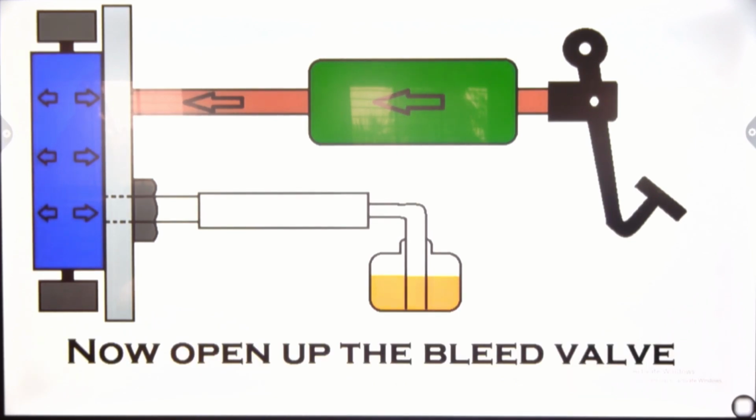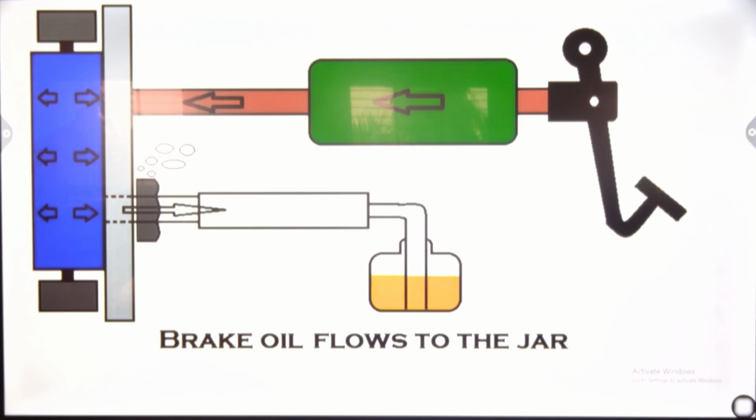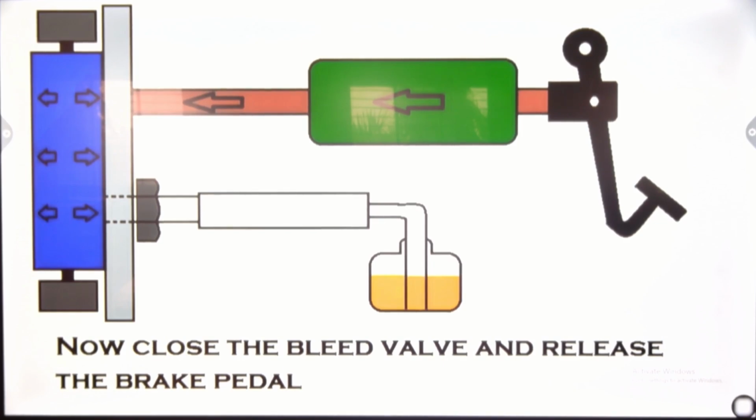Now if you open the bleed valve, what happens? The fluid which is present in the blue color brake drum is transmitted to the yellow color jar, and then the air escapes out. The bubble structure which is arranged over here, the bubble is the air escaping. The air is being removed from the fluid. The bubble indicates that air is removed from the fluid, and the fluid is transmitted to the yellow color jar from the brake drum. Now what happens? We are going to apply the same procedure again.